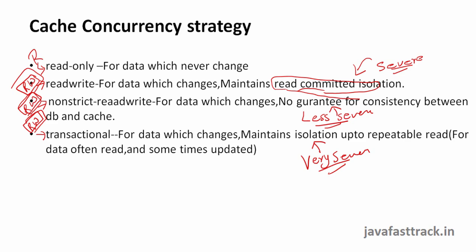If you are going to do write operations, then you should select either read-write or non-strict read-write or transactional. The difference is read-write is severe locks, transactional is very severe locks, non-strict read-write is less severe locks. Depending upon the criticality of the data, you should select the locks. More locks will reduce the performance, but more locks will give more protection to the data.